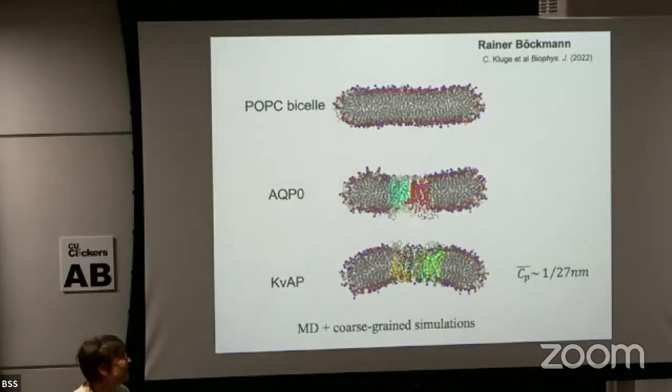So I think there was some MD and coarse grain simulation done by Rainer Buckmann, and he was trying to simulate the same protein that we were studying. He didn't take a big piece of membrane, he took a bicelle, a piece of membrane but limited, and he incorporated one protein in his bicelle, and he looked at the deformation of the membrane induced by the protein. You can see that the conical protein aquaporin 0 is effectively not deforming the membrane, but with the KvAP, the membrane is bent, and you can calculate the spontaneous curvature of that membrane, and you find something very similar to what we have found with our tube pulling experiment.